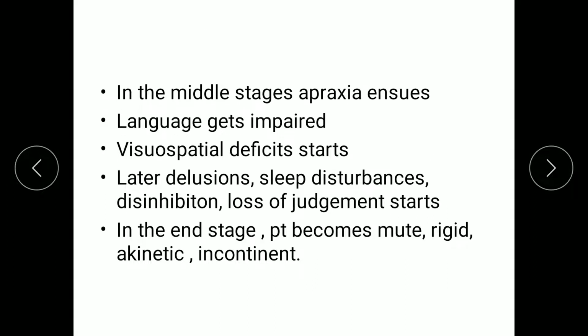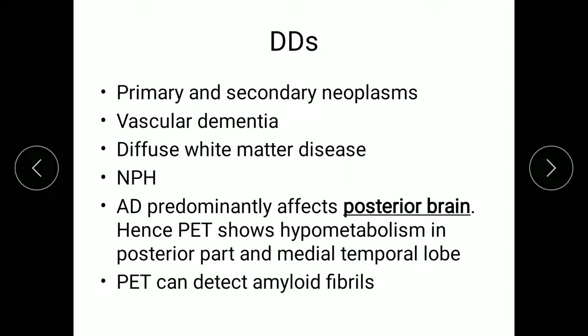In the middle stage, apraxia ensues. Apraxia is nothing but inability to do learned motor activities in the presence of normal motor functions and sensory functions. And language then gets impaired and visuospatial defects also start. Later the patient will develop delusions, sleep disorders and disinhibition. In the end stage, the patient will become mute, rigid, akinetic and will develop urinary incontinence. And the death in this patient is usually due to pulmonary embolism, aspiration pneumonitis and cerebrovascular diseases.